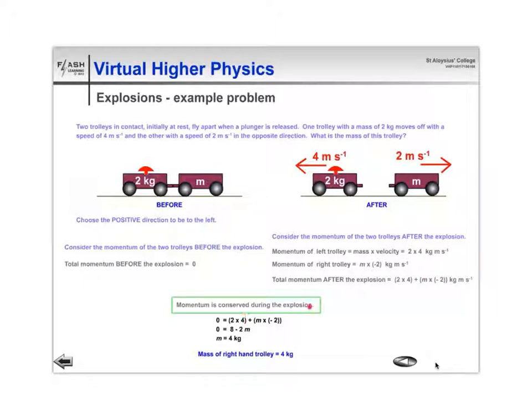Total momentum is conserved during the explosion, so 0 is equal to 8 minus 2m. Rearranging that gives you that m must be 4 kilograms.